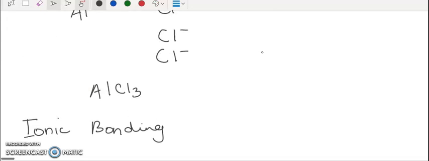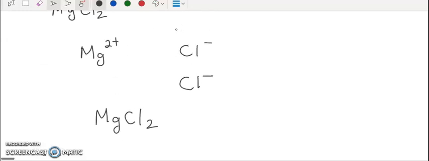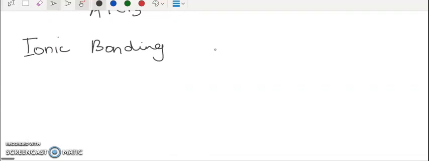Now, if we look at the patterns that we had before, we had aluminium and chlorine. This is a metal and this is a non-metal. If we look at magnesium chloride, it's a metal and it's a non-metal, and so on. We can see that for ions, it's always between a metal and a non-metal. Therefore, ionic bonding means that this occurs between a metal and a non-metal.